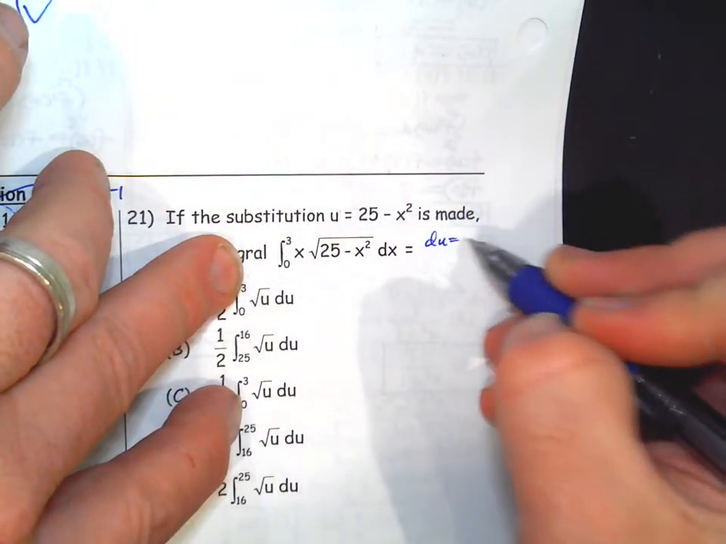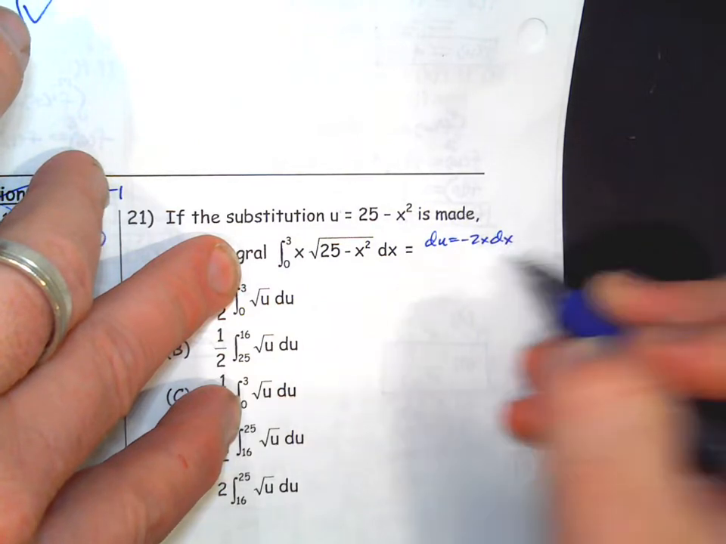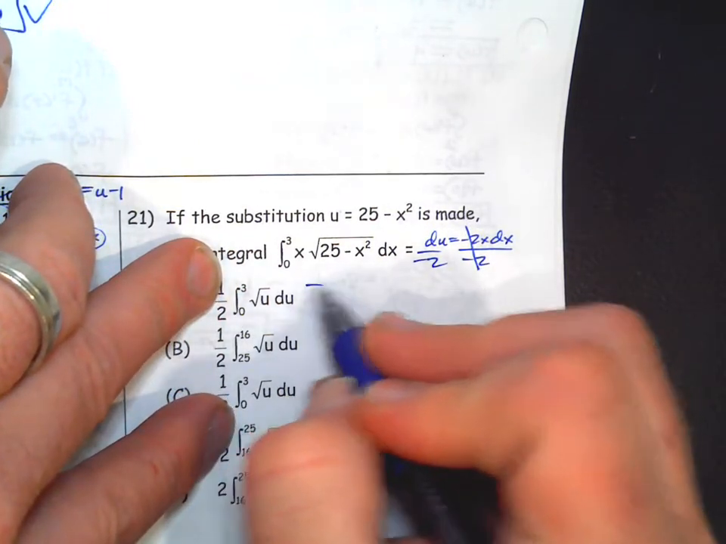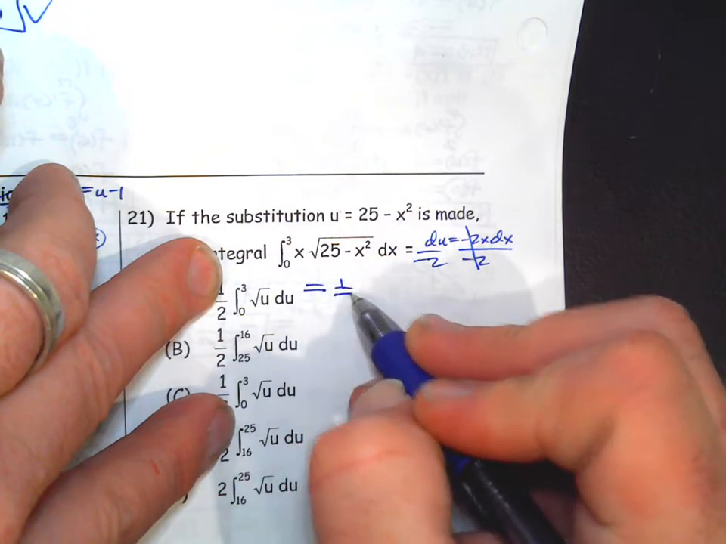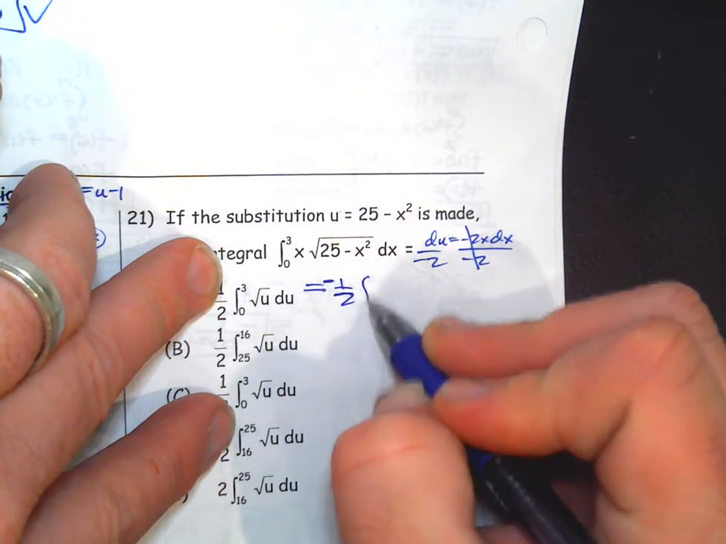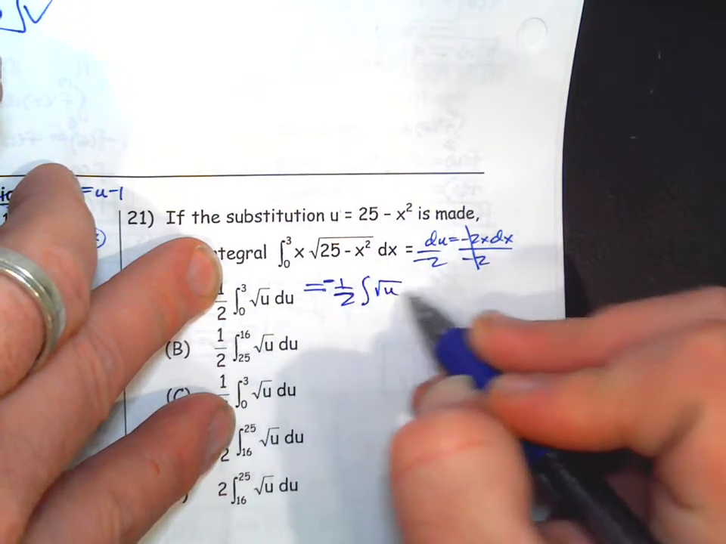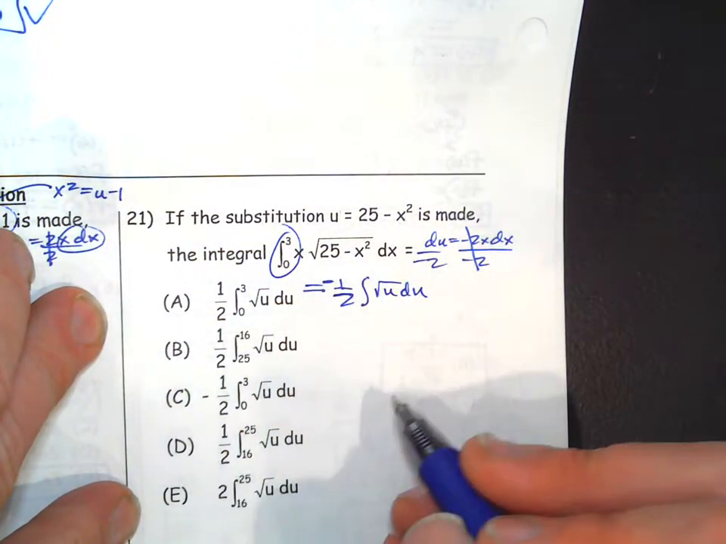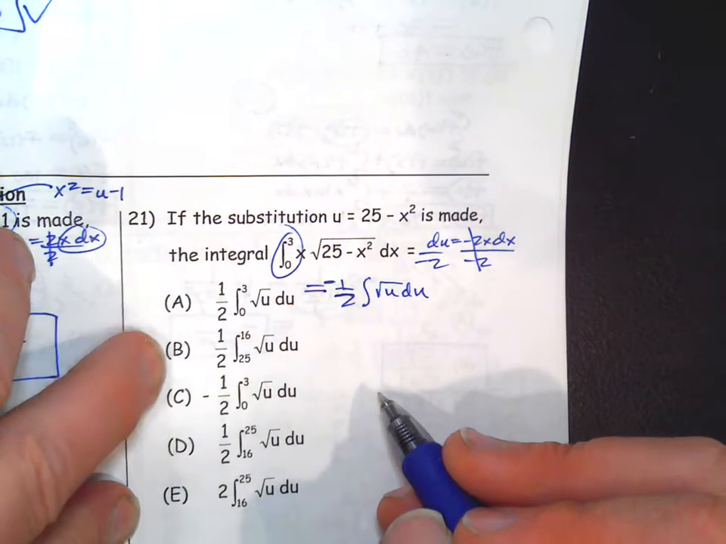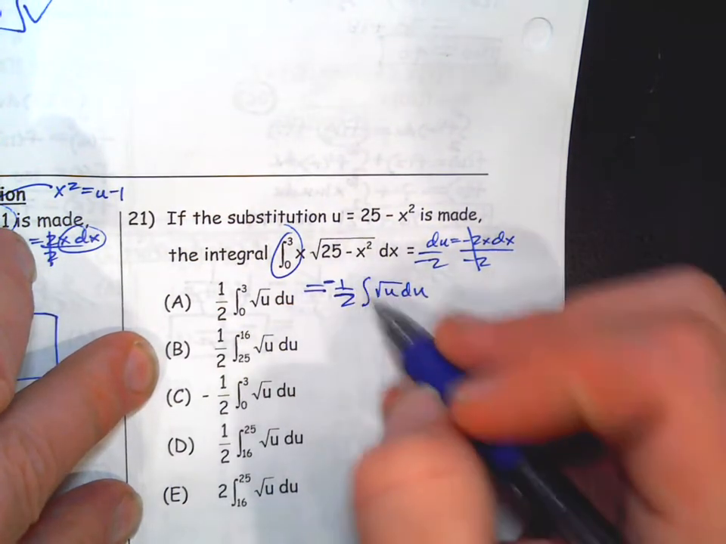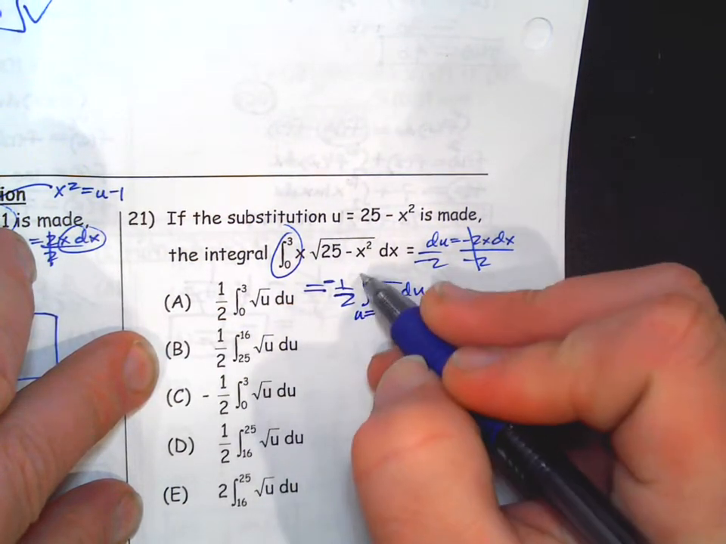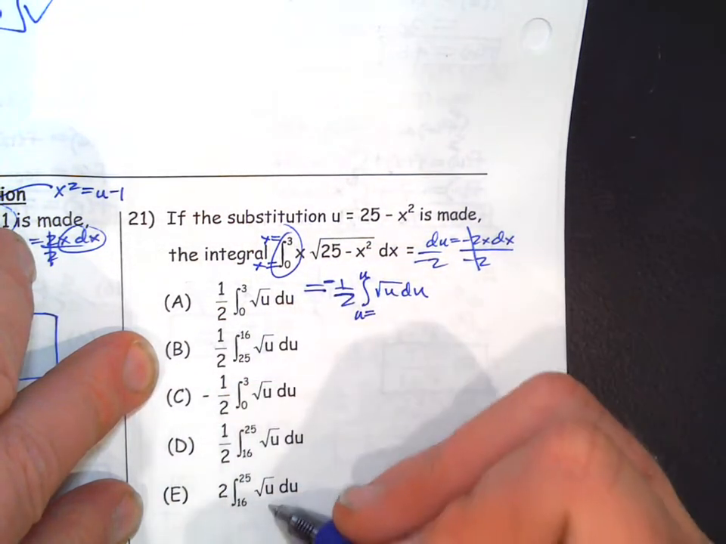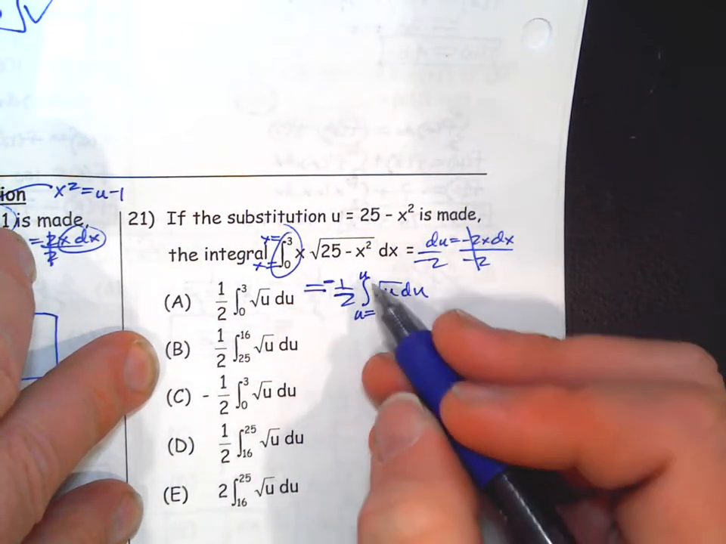du equals negative 2x dx. Perfect. This one's less weird than the other. So you can get negative 1/2 in front, and that's going to be the square root of u du. So same issue again, but we don't want to pick the one that's 0 to 3. Okay, we want to pick the one where we change them to u limits. These are x values originally, and it looks like we're going to leave everything in terms of u, which means we've got to get the limits in u.